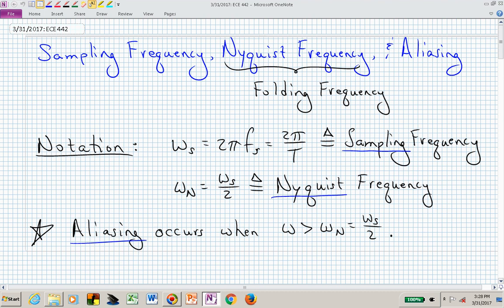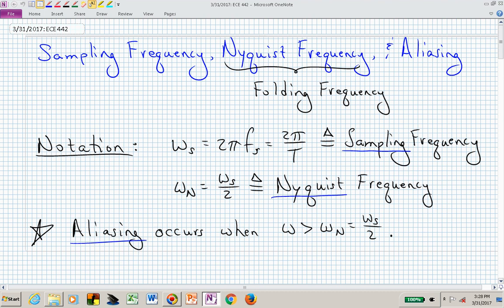Another frequency that we will be talking about today is omega sub n, where n here stands for Nyquist. That also in some cases will be referred to as the folding frequency, and omega sub n we will show is actually 1/2 of the sampling frequency, or it's omega sub s over 2.